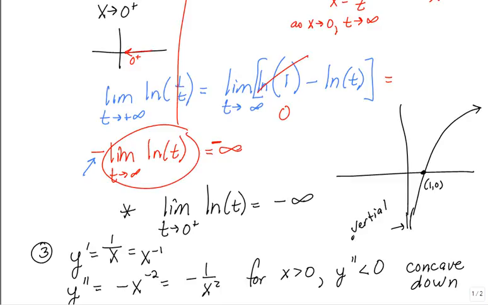On the y-axis, it never gets there. It keeps going to negative infinity, and this goes to positive infinity. So this is the graph of ln x. This is the x axis.